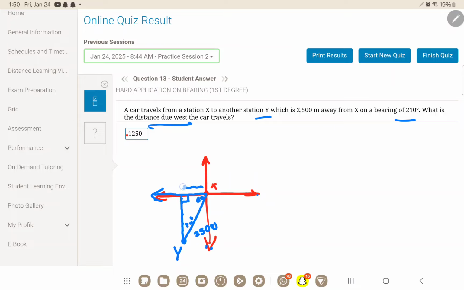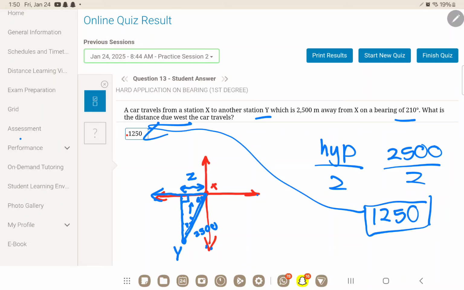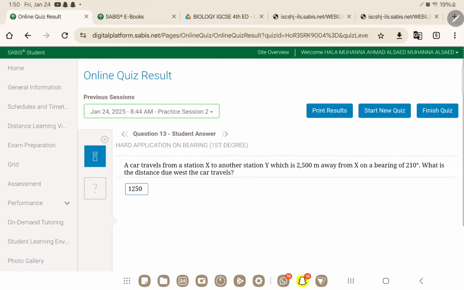They want the distance due west. So this distance, this is what they're asking for. Actually, I'm not going to name it X, I'm going to name it Z, to avoid confusion. So they're asking us for Z. Z is the side opposite to 30, isn't it? And we know that in a semi-equilateral triangle, the side opposite to 30 is hypotenuse over 2. Since our hypotenuse is 2,500, 2,500 over 2 gives you 1,250. And that is our answer. Now, let's move on to the next question.